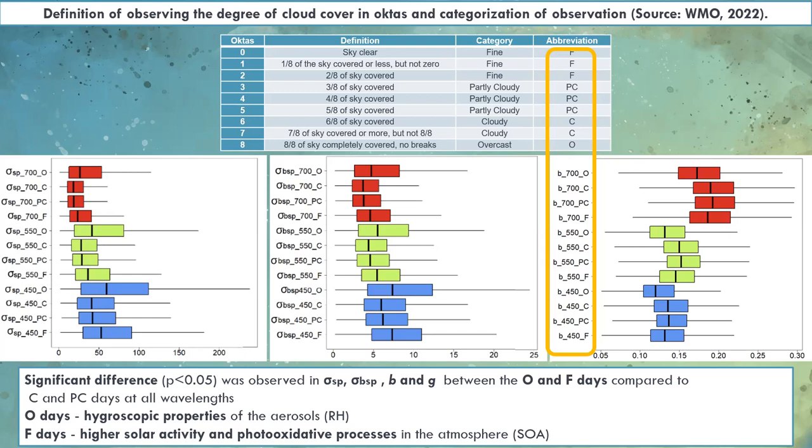But again, we observe lower cooling potential during days when scattering was bigger. And we assume that during the fine days, there is higher solar activity, which is connected to secondary organic aerosol formation again. And for overcast days, there is a hypothesis of increased relative humidity and thus possible hygroscopic changes in the structure of particles.